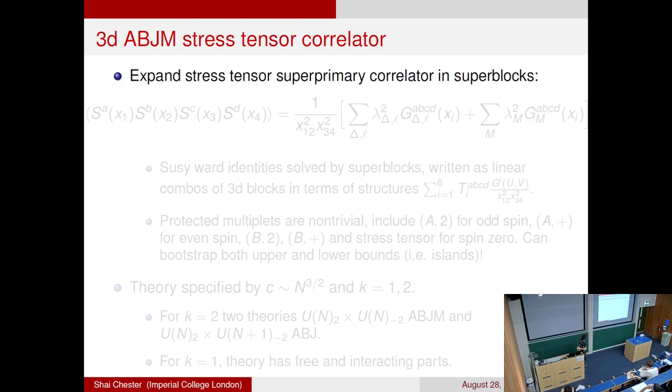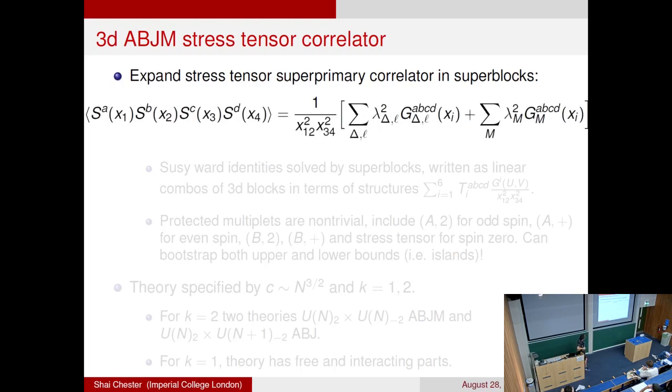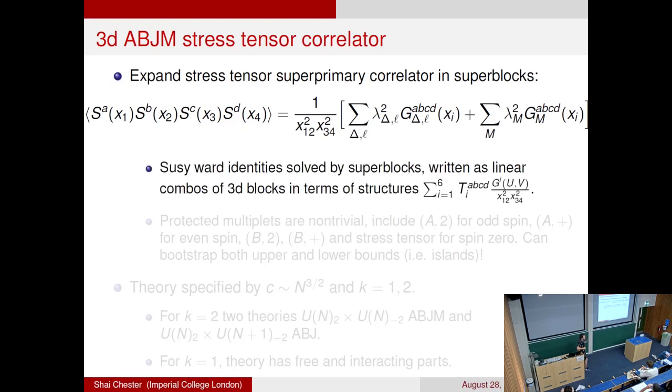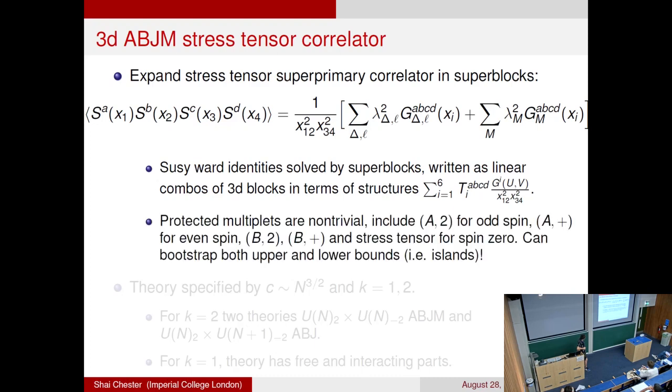Okay, so now let's talk about 3D ABJM. So similarly, we look at the stress tensor correlator, superprimaries S, we expand in superblocks. It's a little bit more complicated than 4D. In 4D, we only really had long multiplets because all the short multiplets were trivial. Whereas in 3D, both the short and long multiplets are non-trivial. So the long multiplets are here. As usual, we have the dimension and the spin. The short multiplets are what we write here.